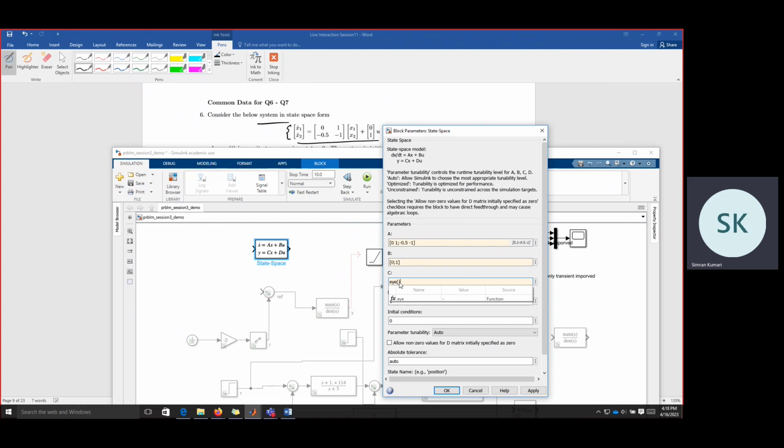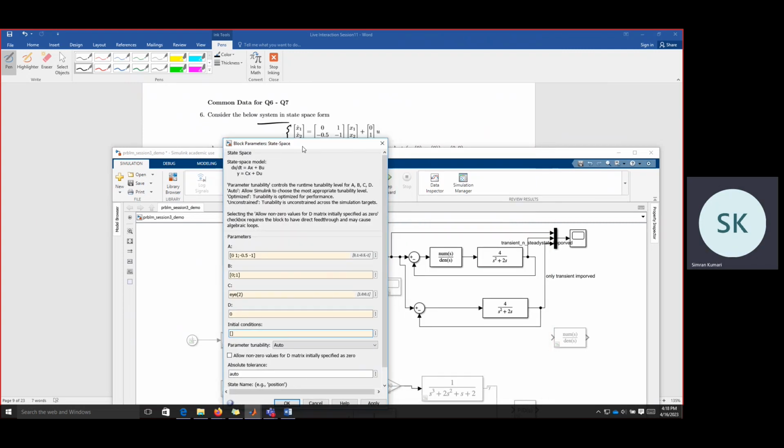So it is 2 cross 2, an identity matrix, you can see here. And D is 0. There is no feed forward. This is a system with two states, so we'll have an initial condition which is a two-dimensional vector, and for this case the initial state is [0, 0], which is given here.